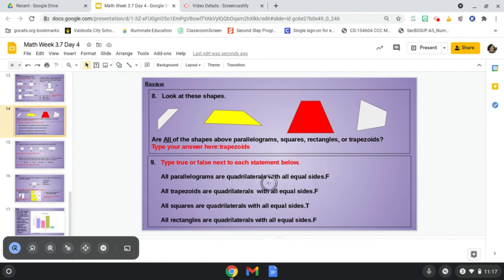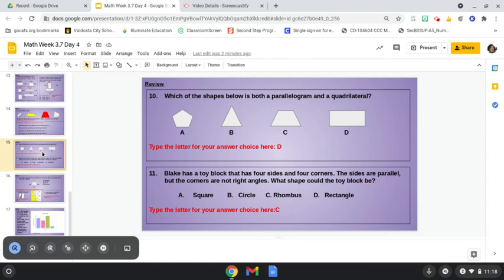All parallelograms are quadrilaterals with all equal sides. That is false. Okay, parallelograms do not have all equal sides because a rectangle is a parallelogram. All trapezoids are quadrilaterals with all equal sides. That's false. All squares are quadrilaterals with all equal sides. That is true. All rectangles are quadrilaterals with all equal sides. That is false. Okay, rectangles do not have all equal sides. Squares do.